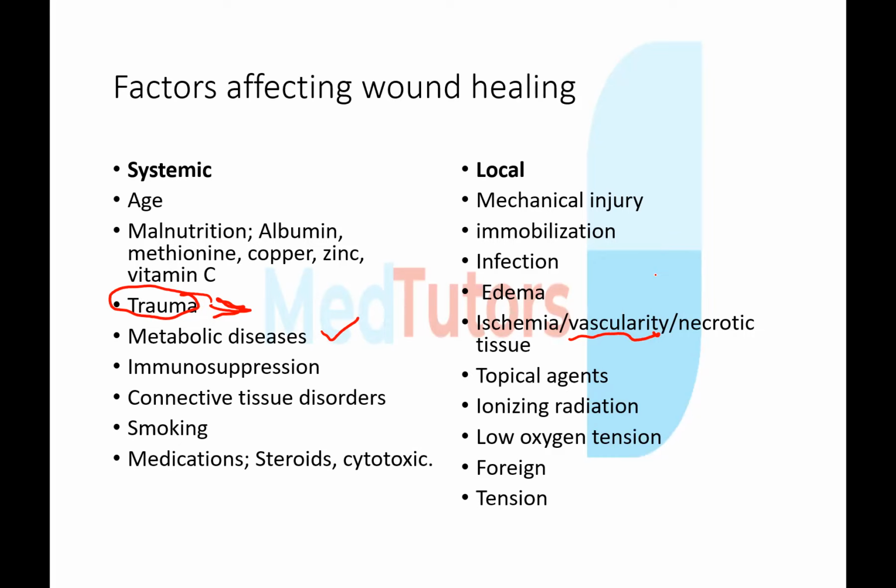There are some topical agents that may interfere with wound healing. Ionizing radiation will destroy the microcirculation, and of course, it will release a lot of free oxidants that will interfere with wound healing. So when it destroys the microcirculation, delivery of oxygen and nutrients is impaired, and there's prolongation of wound healing. A foreign body will cause chronic inflammation, and it will progress into a chronic wound.